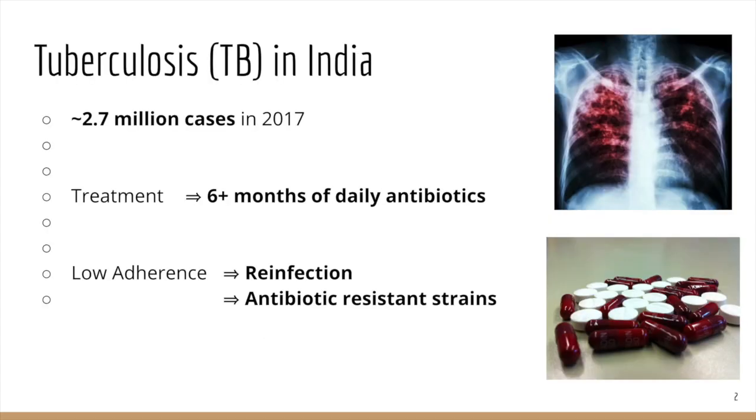In this work, we address the critical public health problem tuberculosis, which is especially prevalent in India. Namely, there were 2.7 million cases in 2017. The treatment regimen for TB is a minimum of 6 months of daily antibiotics, which have their own side effects in addition to the symptoms of TB. Accordingly, a major challenge in TB treatment is low adherence, which can lead to many negative health outcomes.